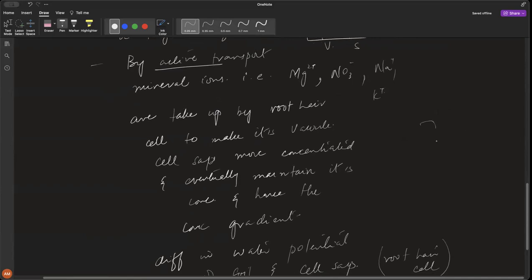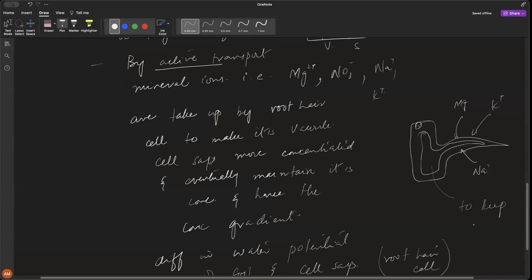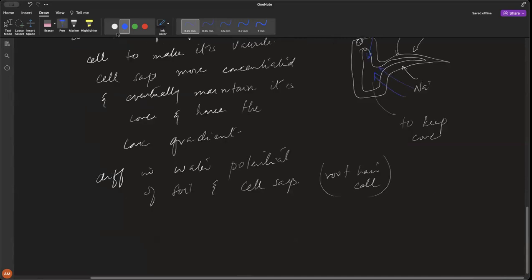So what is going on? The root hair cell has a large vacuole that extends into the root hair, which actively takes up ions like magnesium, sodium, potassium, and others, so that it can keep concentrated, so that a water potential difference, or the concentration gradient between the soil and the vacuole, is always maintained, right?